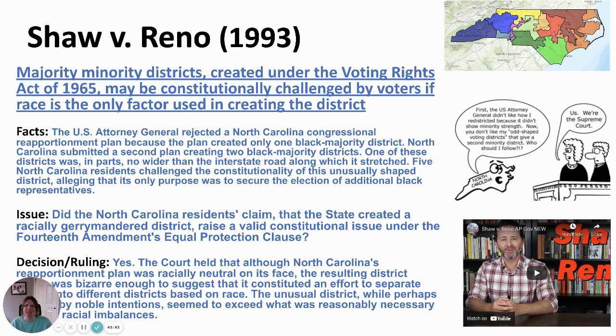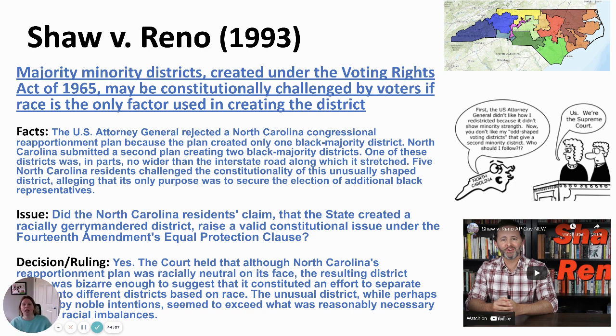So what are the facts around this case? Basically, the U.S. Attorney General rejected a North Carolina congressional reapportionment plan because the plan created only one black majority district. North Carolina submitted a second plan creating 2 majority black districts, basically. So they gerrymandered, I shouldn't say gerrymandering, they redistricted, because gerrymandering is about political parties. This is more centered around race, basically.